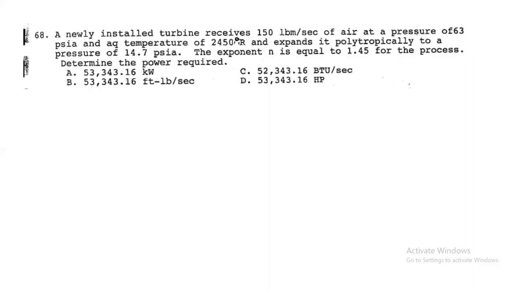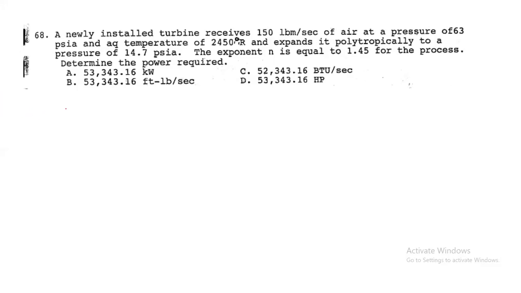The next, 68. A newly installed turbine receives 150 pounds of mass per second of air at a pressure of 63 psia and a temperature of 2450 degree Rankine and expands it polytropically to a pressure of 14.7 psia. So the exponent N is equal to 1.45 for the process. Determine the power required. So paano tong number 68? So sa 68, easy lang tong solution dito, no? So T2 over T1. So para makuha natin si power, polytropic kasi, polytropic process to.